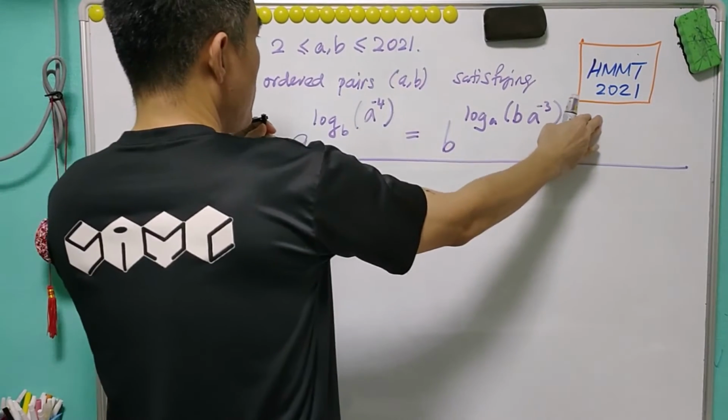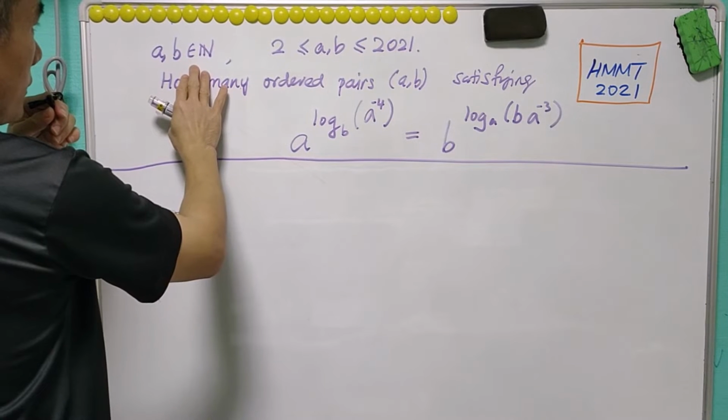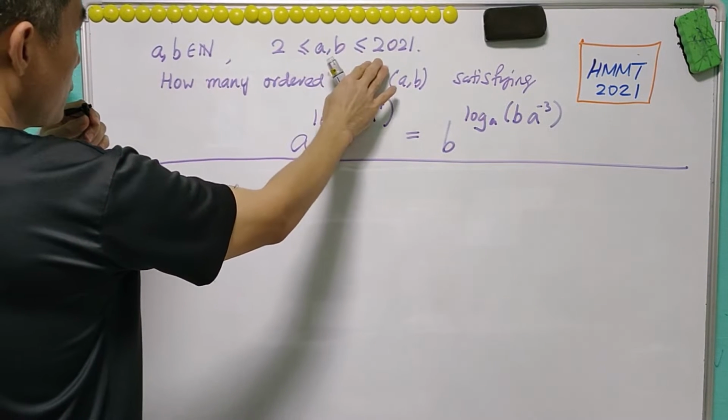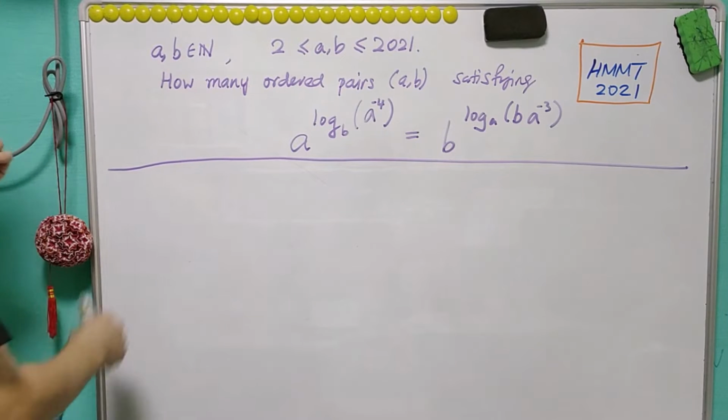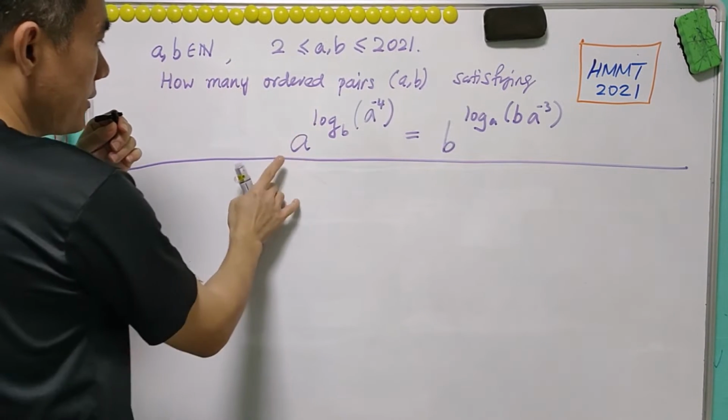This is a question from HMMT 2021. Given that a, b are positive integers that lie between 2 and 2021, we are asked to find the number of ordered pairs a, b satisfying the equation.